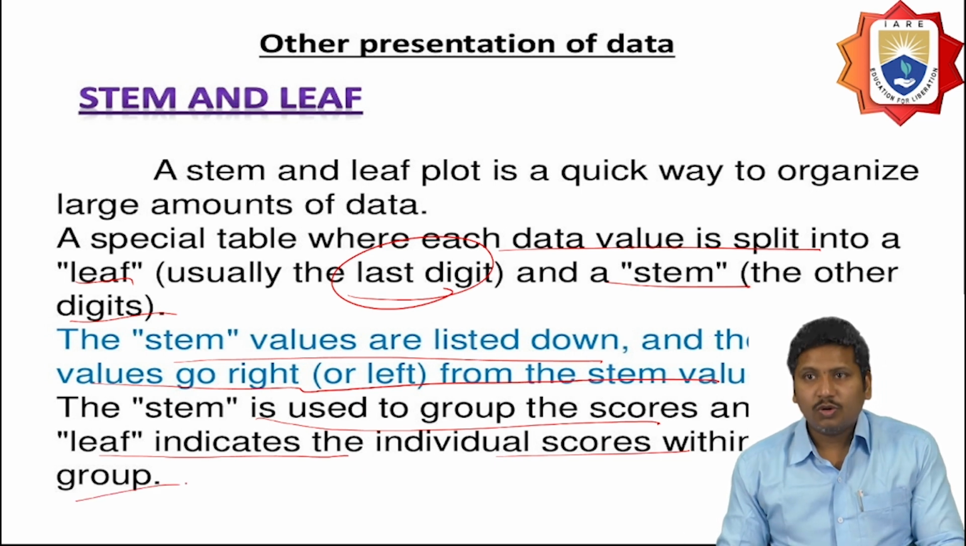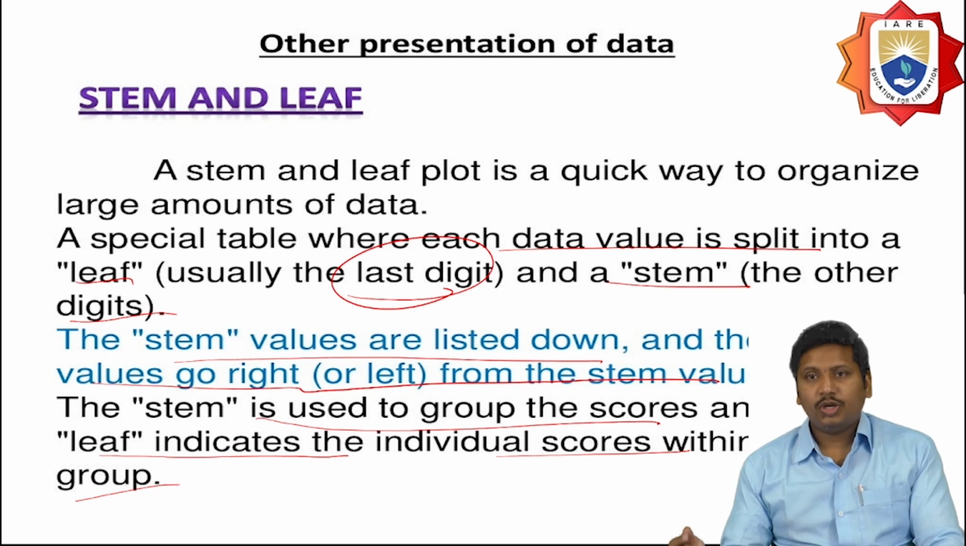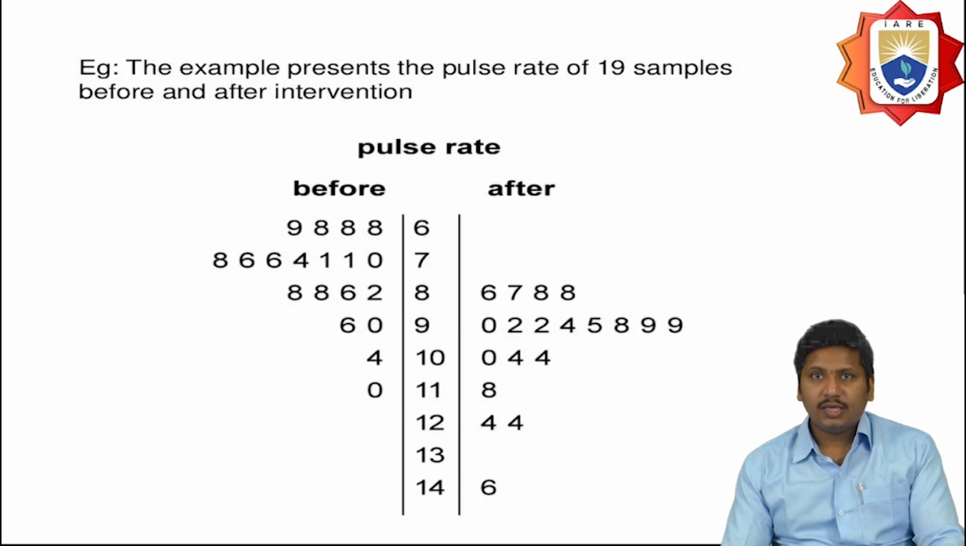So the stem values are listed down, and then the values move from right to left from the stem value, and all the time the stem is used to group the scores, and the leaf indicates the individual scores. And this one is an example of presenting a stem and leaf diagram.